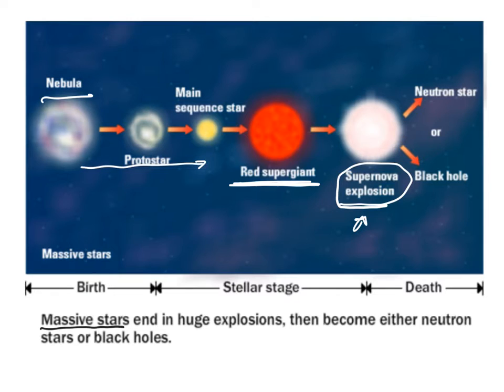Okay? Then this supernova, depending on the size of the star, will compress down into what we call a neutron star, or it might even continue to compress down a little bit further all the way to a black hole.